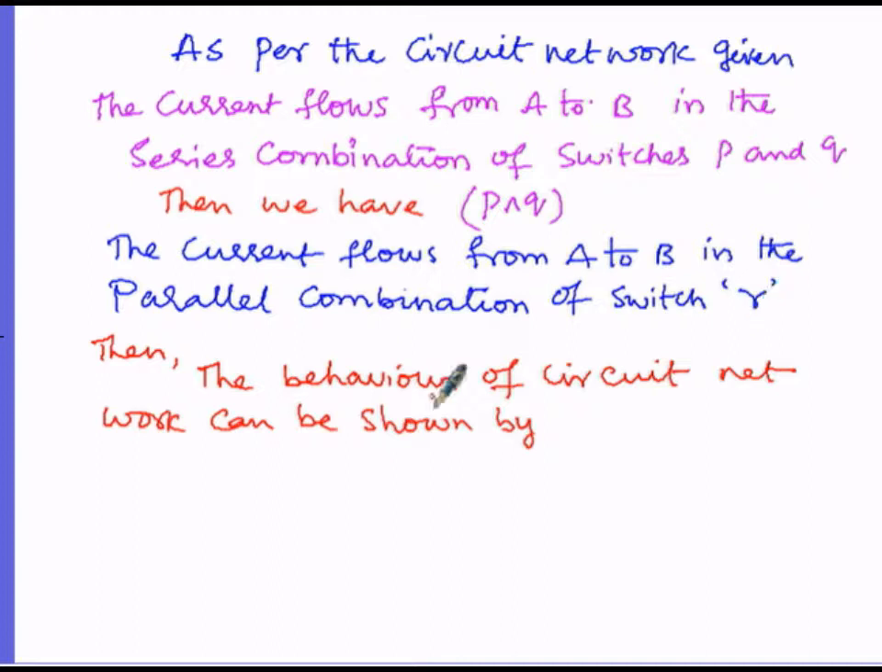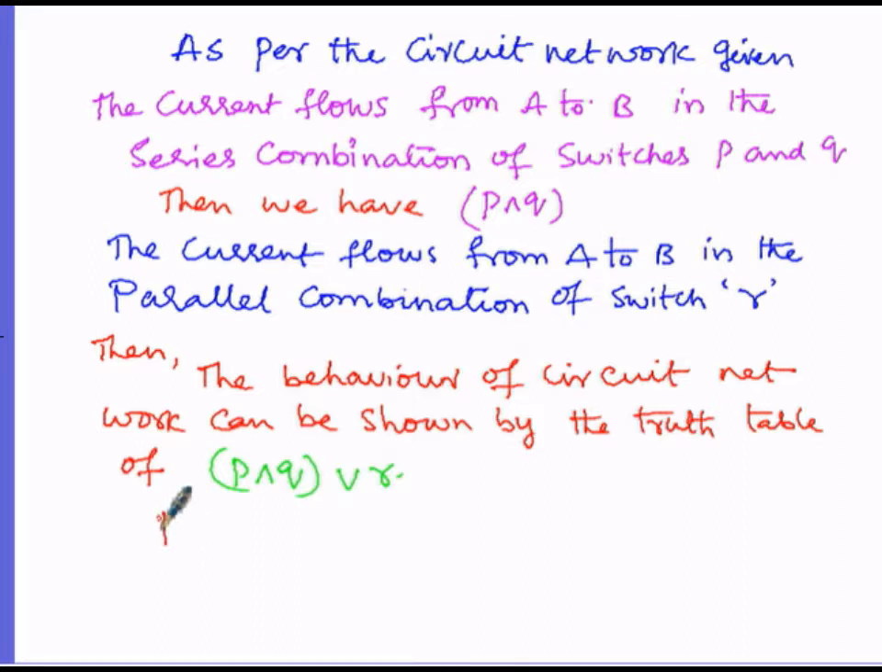So the behavior of the circuit network can be shown by the truth table of P and Q or R. In case in the truth table we get the last column truth values as true, it indicates the current flows from the terminal A to the terminal B. If we get the truth value as F, that is false, then it indicates the current does not flow.